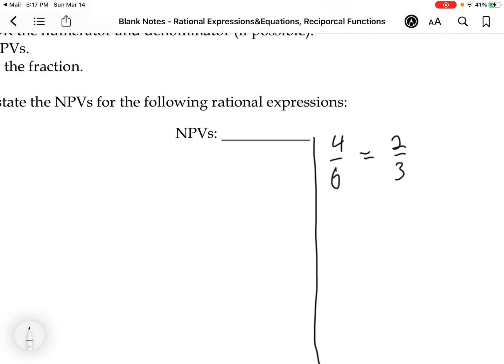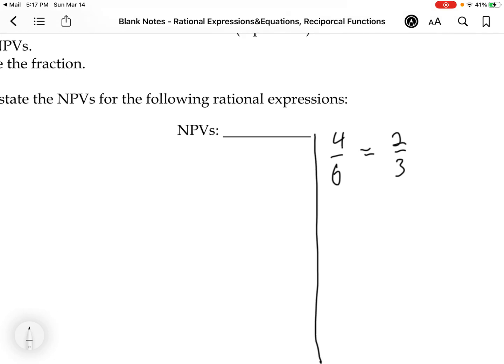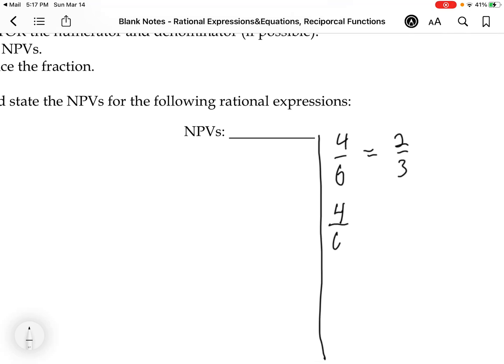The reason I want to break it down is because that's what we have to do when we simplify rational expressions. So 4 over 6 is actually 2 times 2 over 2 times 3. That's the intermediate step. And then we have this 2 over 2 here, and 2 divided by 2 is equal to 1, so we can cancel those out. That's why 4 over 6 is equal to 2/3.